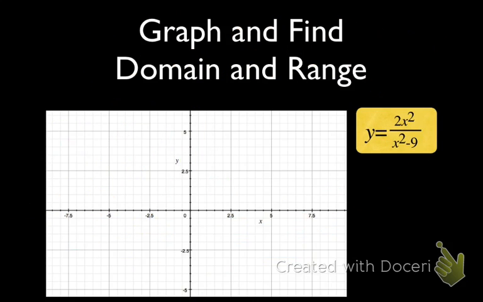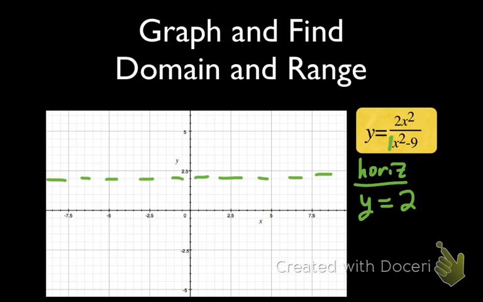Well, the degree on top is 2, x squared. The degree on bottom is also 2. So where do I look for the horizontal asymptote? They're equal, so I'm looking at the ratio of the leading coefficients. My horizontal asymptote must be at 2 over 1, which is just 2. So the first thing I do is draw that in. Horizontal asymptote at y equals 2.